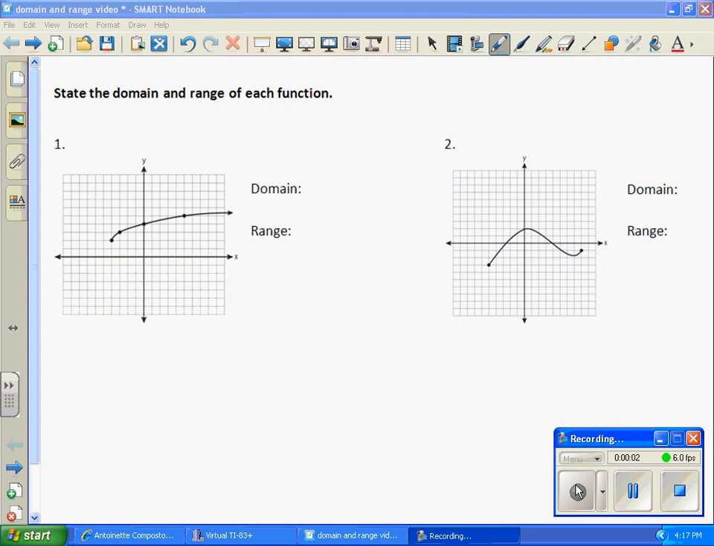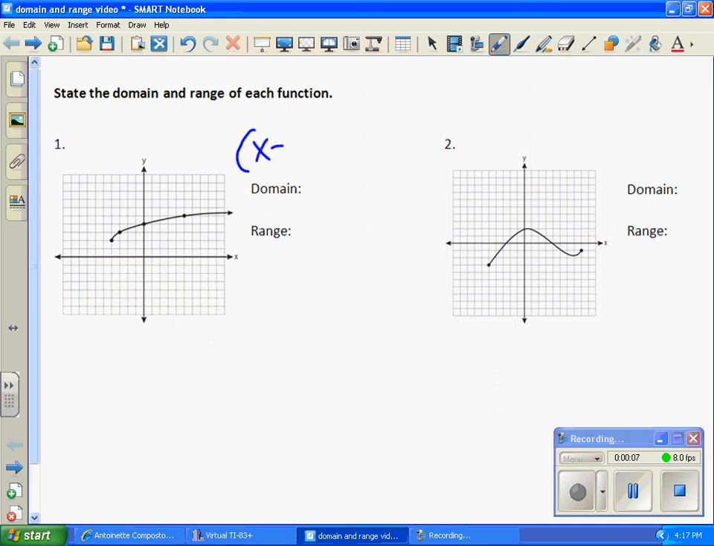Today we're going to talk about domain and range of functions. Let's first start with domain. Domain are your x values.